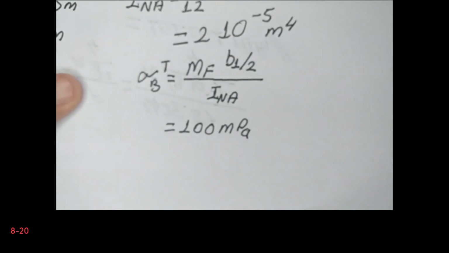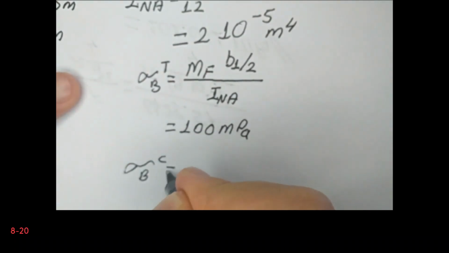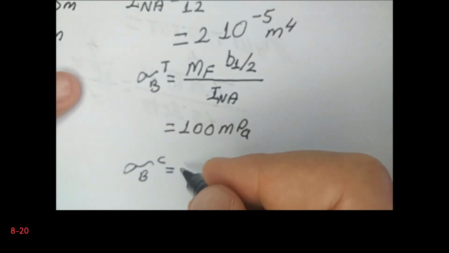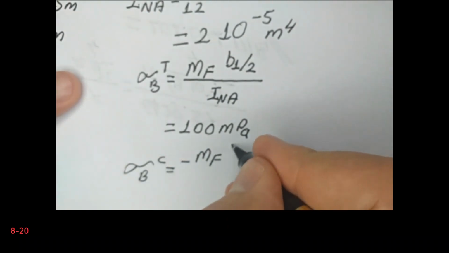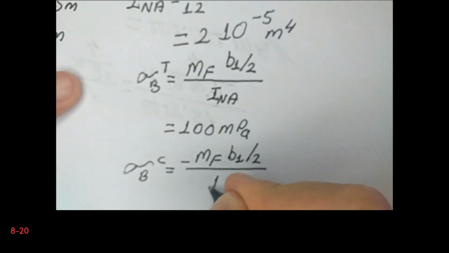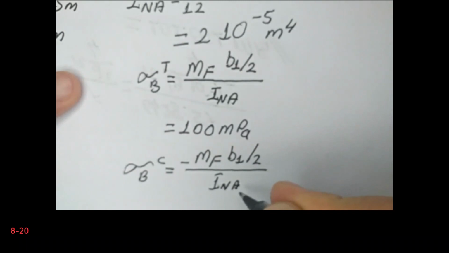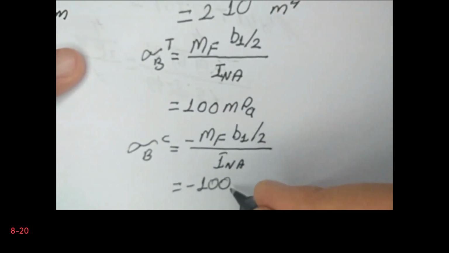And in fact, for the compression, the maximum compressive stress because of the bending is identical, but with a negative sign. So Mf times b1 divided by 2, divided by I, and then what you are going to get is minus 100 megapascals.